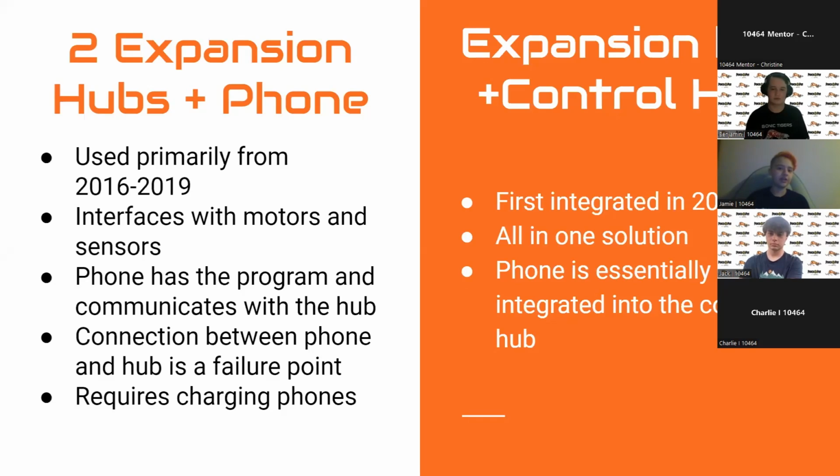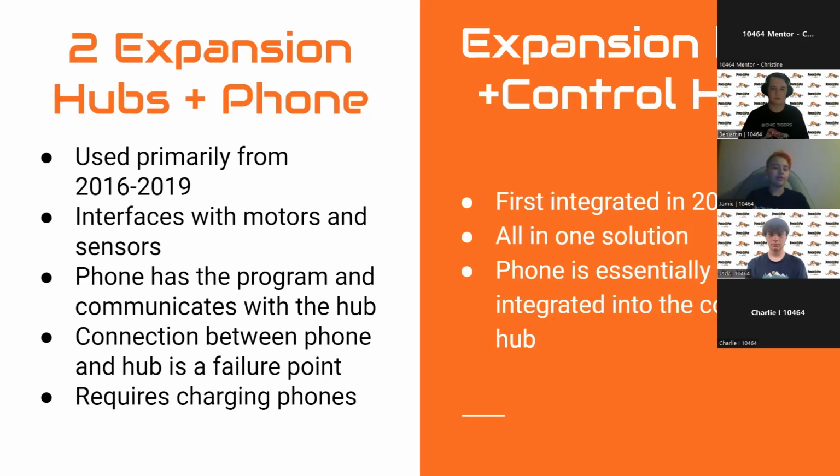This is a phone per expansion hub. This is all on the robot. It was used primarily from 2016 to 2019 before new technology was developed. This will interface with your motors and sensors. The phone is what the program is on, so you'll download to your phone, whatever phone you have on the robot.